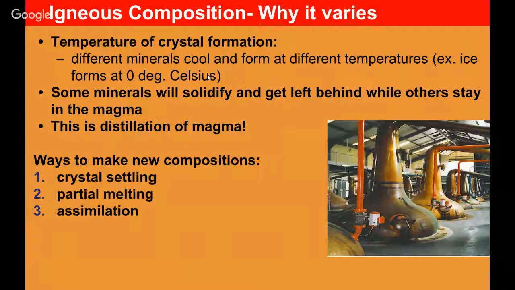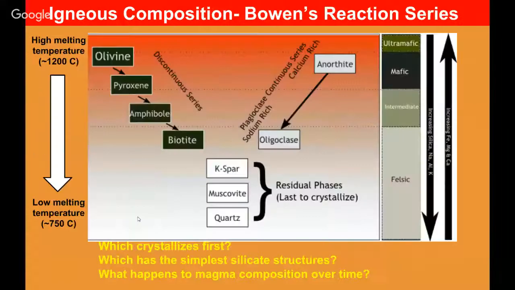Basically, what it boils down to is some minerals will solidify and get left behind, while others stay in the magma and continue to move along. It's essentially distillation of magma, where especially these convergent boundaries are basically giant distillation areas for magma. I like to break it into three separate ways, but they're fairly similar, and they're all based on this idea. Crystal settling, partial melting, and assimilation are three ways to create new compositions of magma.